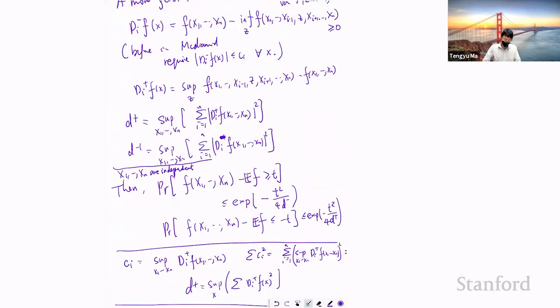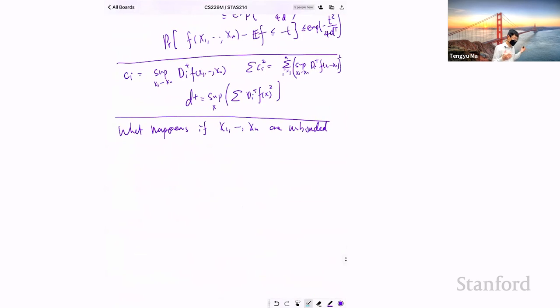So that's the next question. How do we deal with the case when x1 up to xn are not bounded? And there are some existing results along this line. So the first result is called the Poincaré inequality, which is one of the very beautiful results, also for other reasons, not only for concentration inequality, but also for other reasons not related to this course. So this is an inequality saying the following.